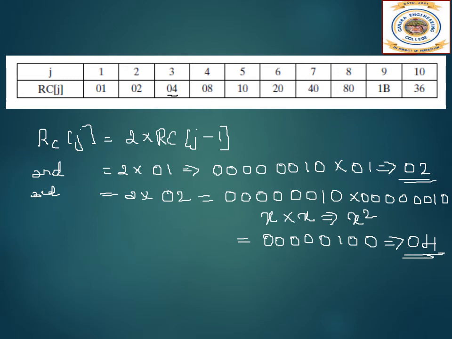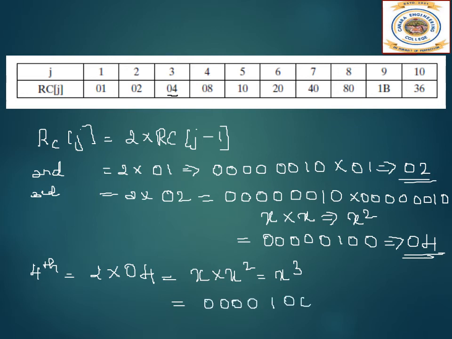Next, coming to the next one, the fourth round. For the fourth round, it is 2 into 0 4. So 0 4 we know is x square. So 2 also we know as x. So x into x square will be x cube. So how do you represent x cube? 0 0 0 0 1 0 0 0. What is the hexadecimal equivalent of this? 0 8. So this is for the fourth round.